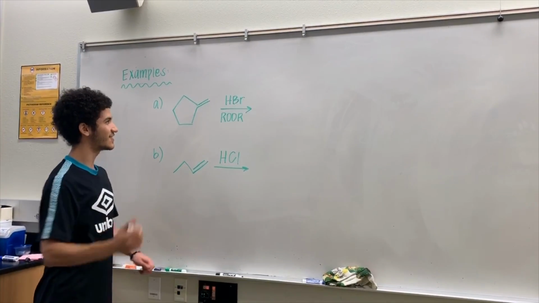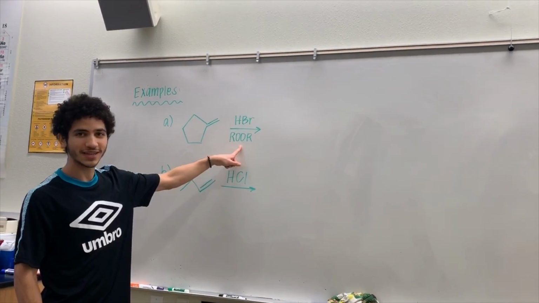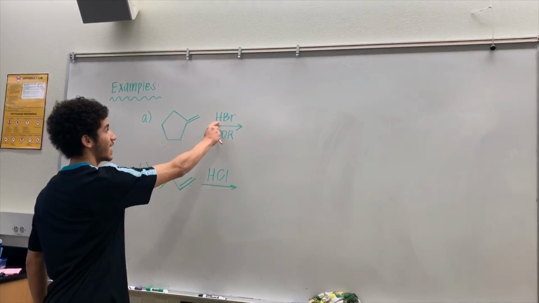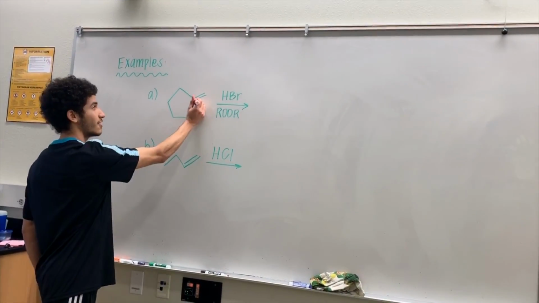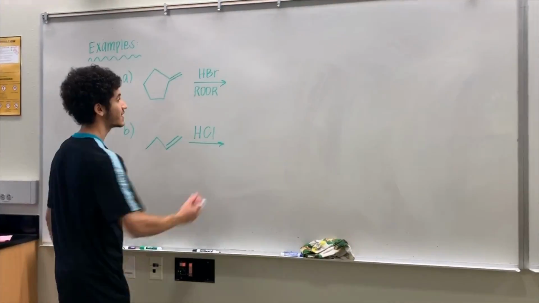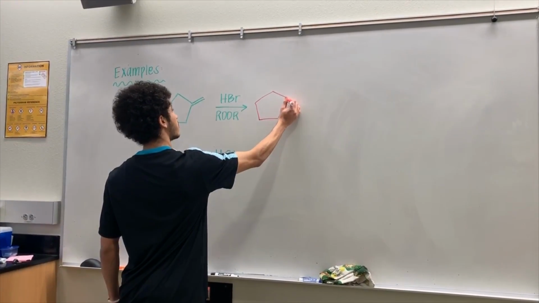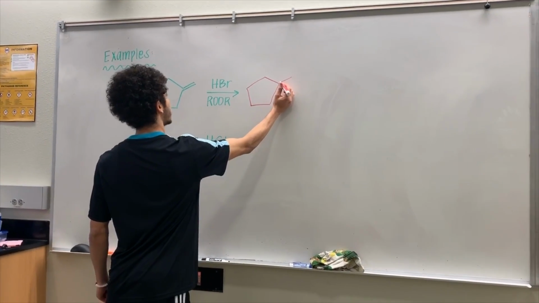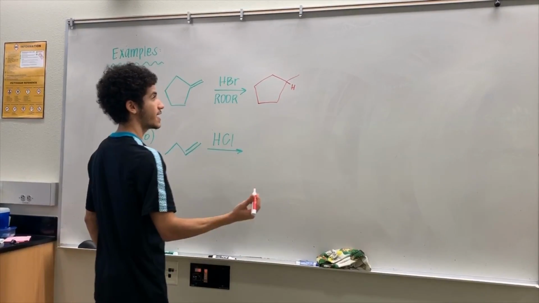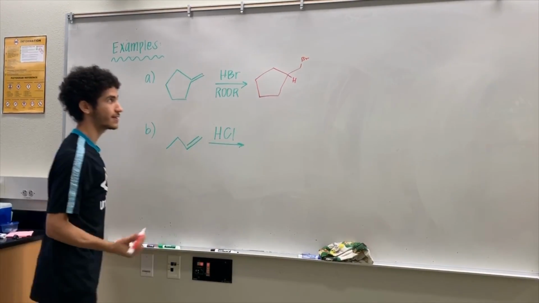All right, so for the first example, I can see that there's peroxide in the reagent, so that tells me that this is an anti-Markovnikov. What that means is the hydrogen is going to attach to the more substituted carbon on the alkene, and the bromine is going to attach to the less substituted carbon on the alkene. So this gives me this result right here. I would get hydrogen on the more substituted, which would be right here, and I would get bromine on the less substituted, which would be right there.